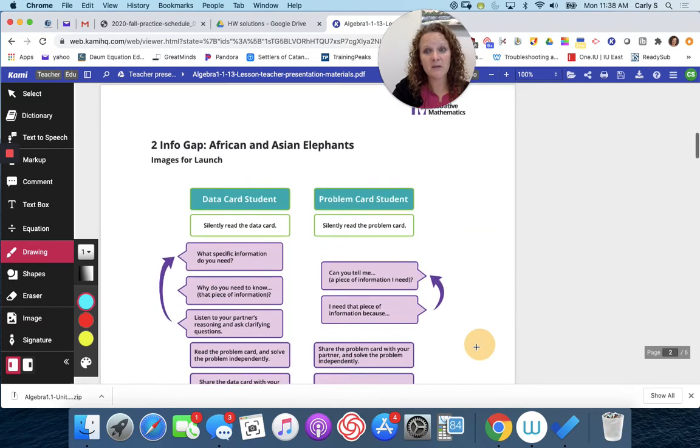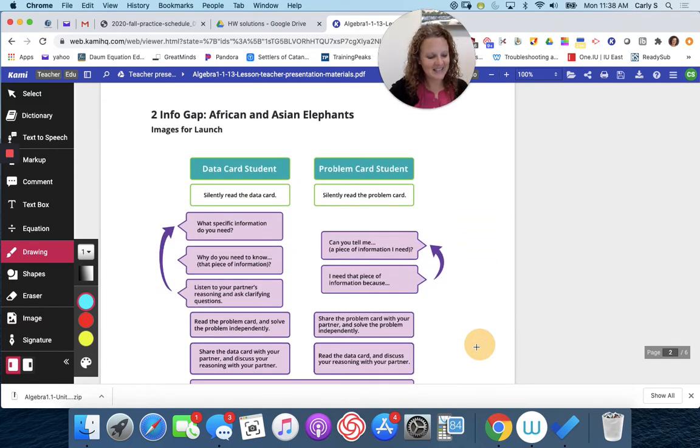A little preview. All right, this next thing, I actually just spent some time cutting out some cards to talk about this info gap, African and Asian elephants. So this is our first information gap activity. It takes a little bit getting used to, and we'll spend some time doing this in class together.